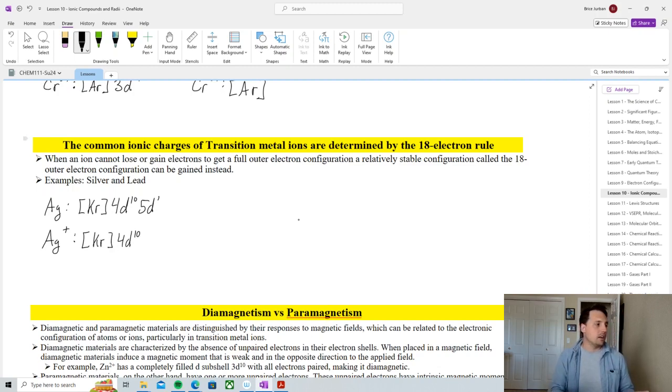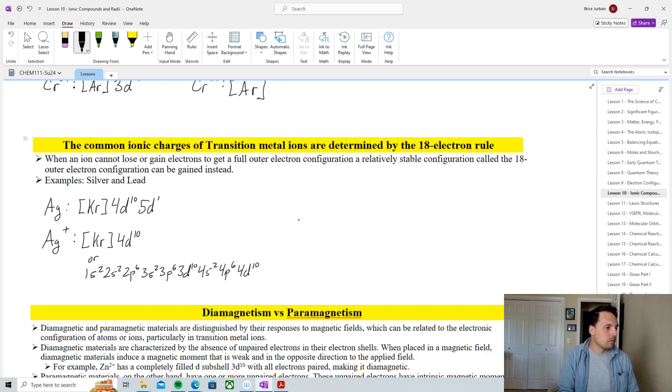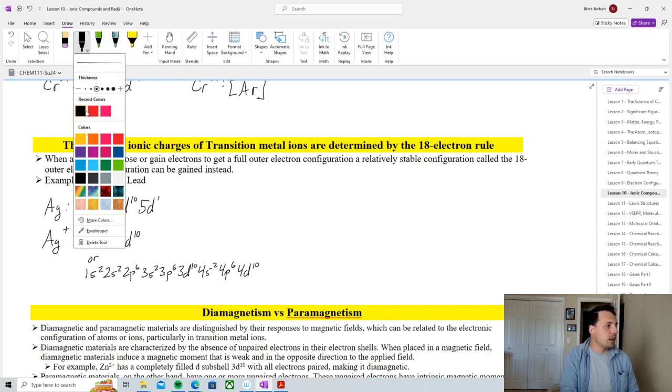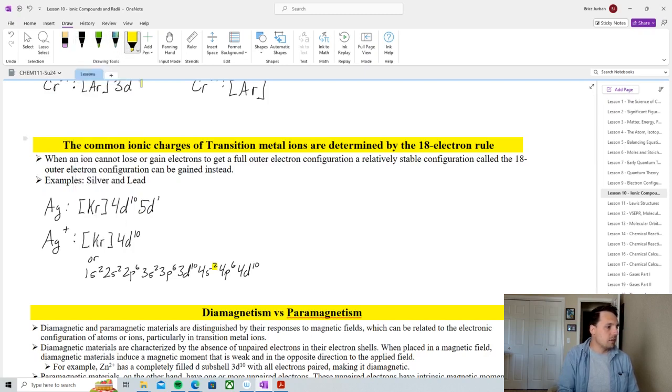Why is this called the 18 electron rule? Well, we also have the 4s and the 4p electrons that are within the krypton core, and those are a total of 18 electrons. I can write this out in the long notation so you can see that clearly. And although it doesn't have a noble gas configuration, it does have a total of 18 electrons in its outermost shell. And that's somewhat of a stable configuration too.